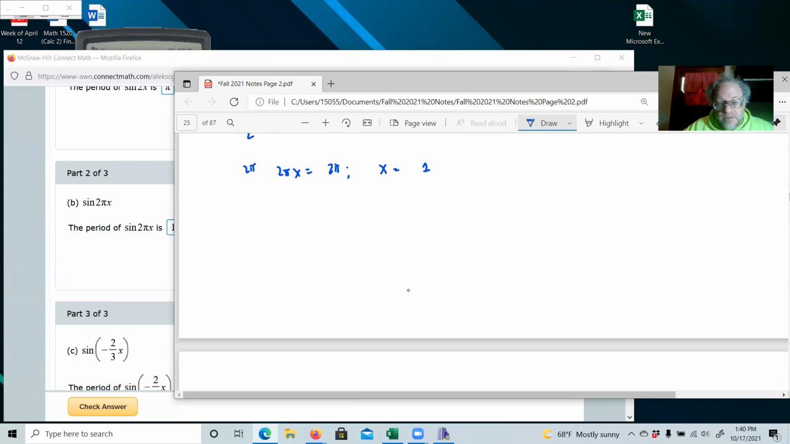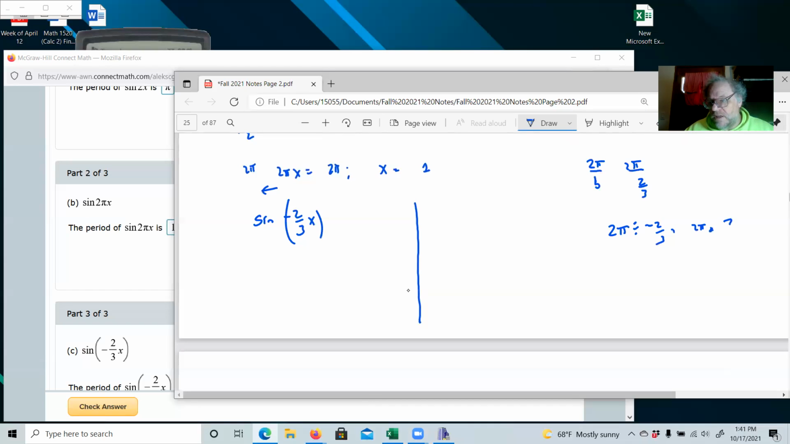Okay, so how about this one? This is sine of negative 2/3 x. Okay, so what this is going to do is it's going to flip it in a horizontal way, isn't it? Okay, so we're going to still say, here's my 2 pi over b. So 2 pi over what we have here, 2/3. So we could say 2 pi divided by negative 2/3, which is 2 pi times negative 3/2. Okay, so we're going to get a negative 3 pi. So the graph is going to start at negative 3 pi. Actually, the period is going to be negative 3 pi.